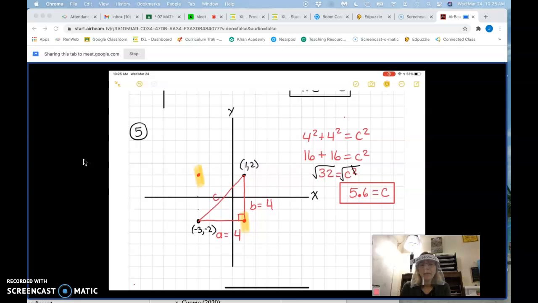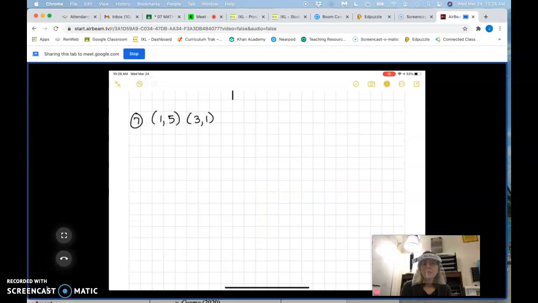It's bigger. Okay, so we'll actually go ahead and change it. Once we took the square root of 32, we rounded to 5.7. So the distance between those 2 points is 5.7 squares, or 5.7 units. So for number 7, this time they just give us these 2 coordinates, and they say, what is the distance between these 2 coordinates?